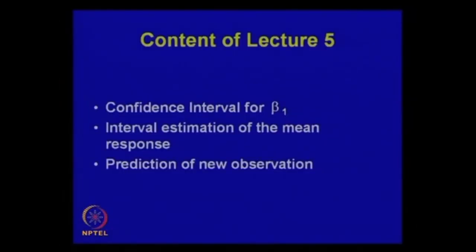This is my fifth lecture on simple linear regression. The content of today's lecture is, we will be talking about confidence interval for the regression coefficient beta 1, and then we will be talking about interval estimation of the mean response. And finally, we will be talking about prediction of new observations for a given value of a regressor variable x equal to x naught.